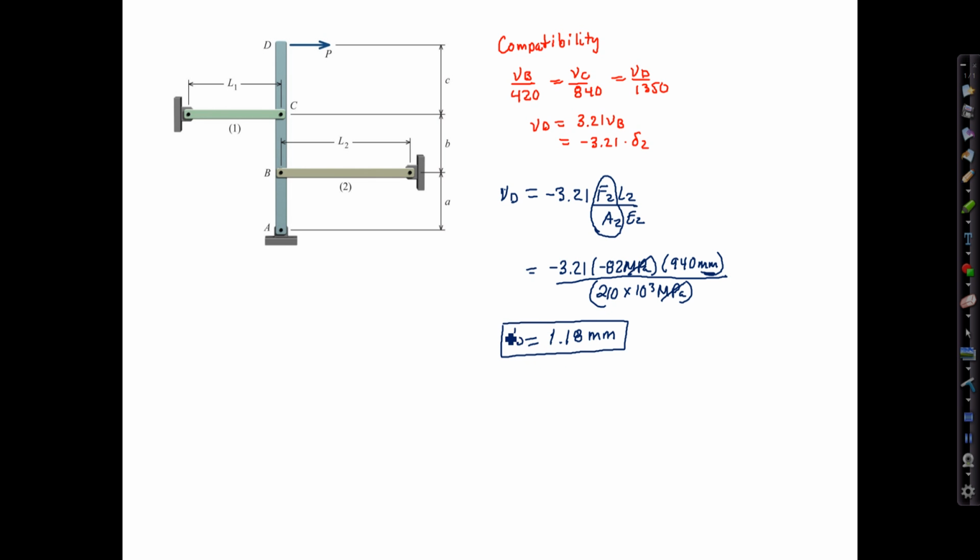significant digits. And this is also a reasonable answer for my sanity check. It's a small number. I expect deflections to be small. It's positive based on the load. And that concludes this example.